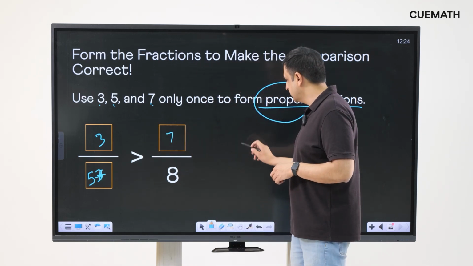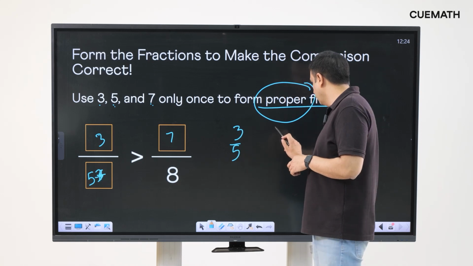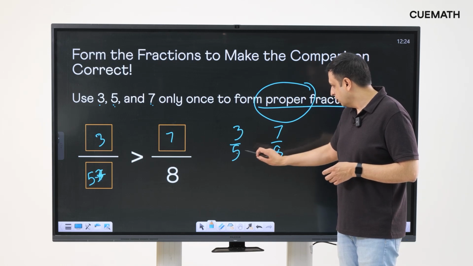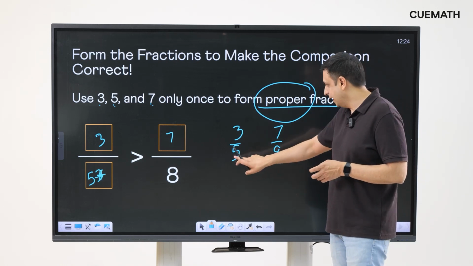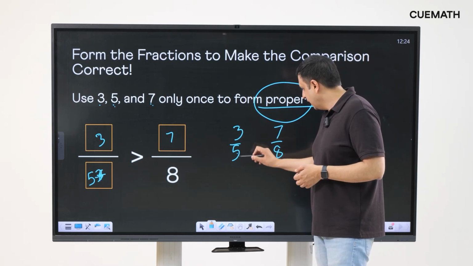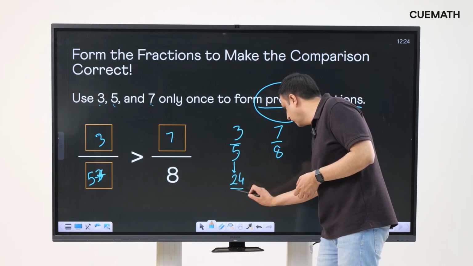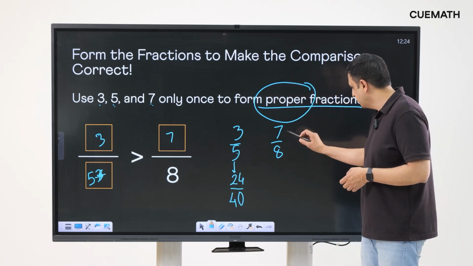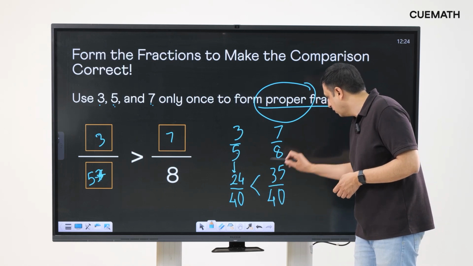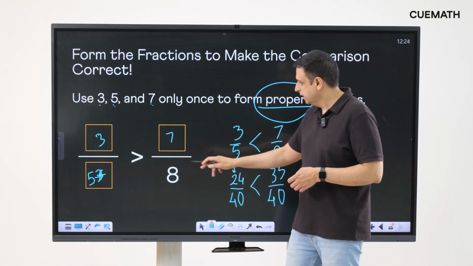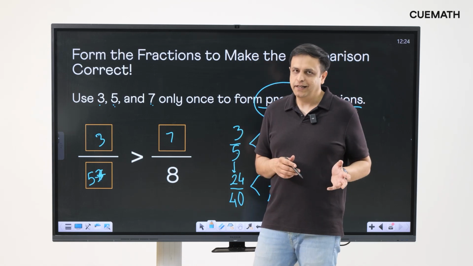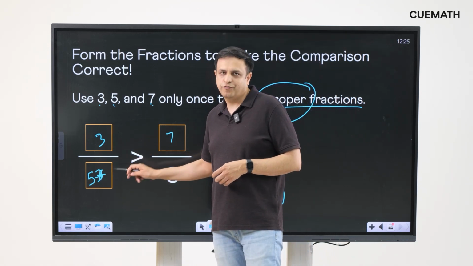So let's see if this comparison is correct. 3 over 5 and 7 over 8. Is 3 over 5 greater than 7 over 8? Let's convert both of them into equivalent fractions with the same denominator. For 5 and 8, the lowest common multiple is 40. So multiply above and below by 8, you get 24 over 40. Multiply above and below by 5 here, you get 35 over 40. So this means that 7 over 8 is greater than 3 over 5. But here we have the other sign. So this comparison becomes incorrect. And that tells us that you also cannot have a 5 over here.